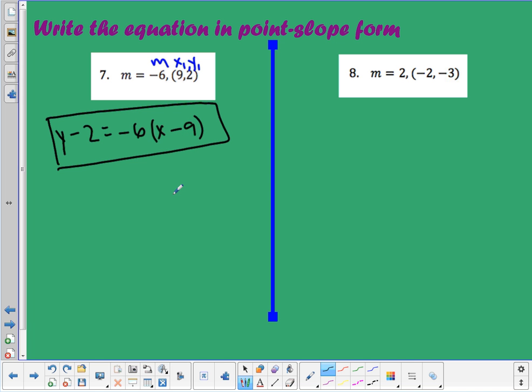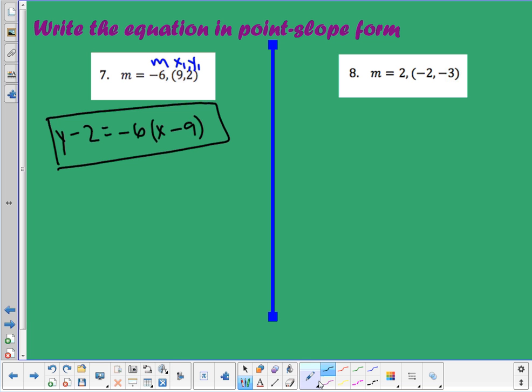So there's my point slope form of the equation. Now I could keep going and take this further into slope intercept form, which we'll do in a minute, but just know that that's what point slope form looks like. It has a point in there, the x value, the y value, and it has a slope.